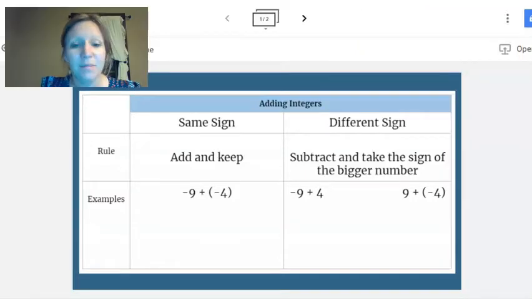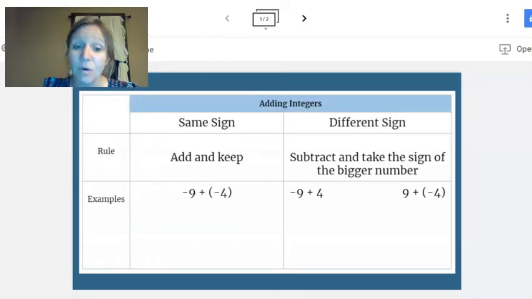Today we are going to be talking about and reviewing adding and subtracting integers. I just want to make sure that the rules are super clear to you. I'm going to start by talking about adding integers. For adding integers, you have two different scenarios.